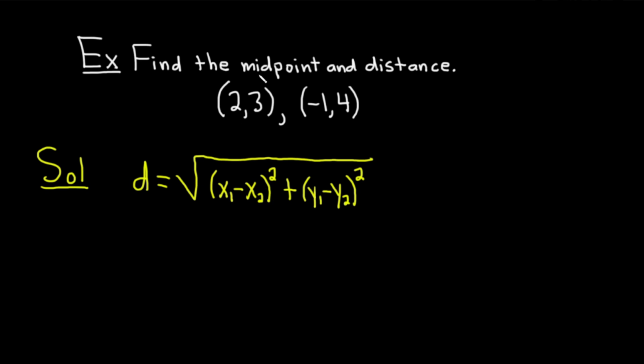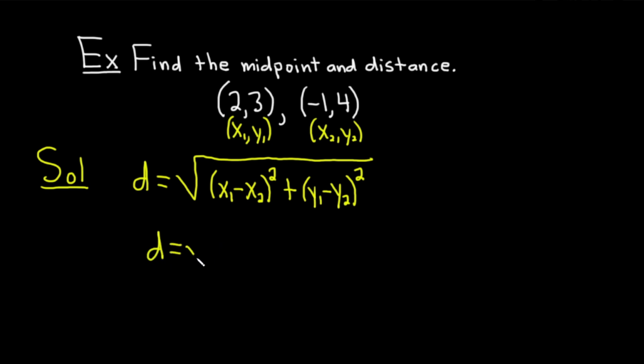Now we have to identify x1 and y1. We can just pick our first point to be the point with coordinates x1, y1, and our second point will be the point with coordinates x2, y2. You can do it the other way. You can select (2, 3) to be x2, y2, and (-1, 4) to be x1, y1, and you'll get the same answer. It doesn't matter which you pick.